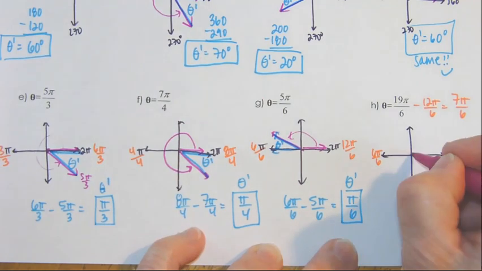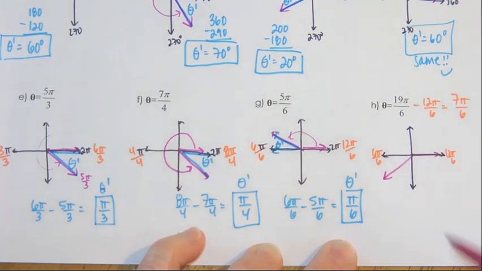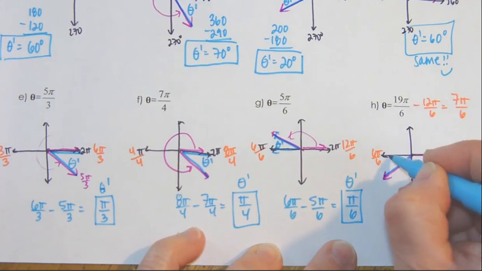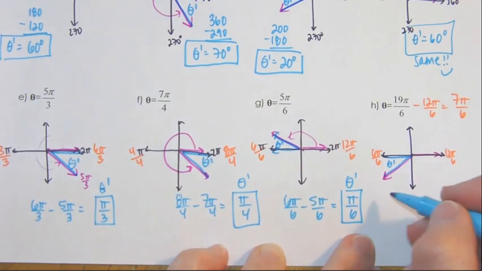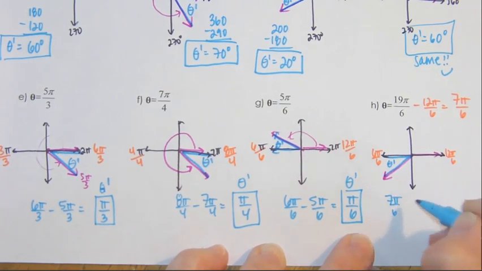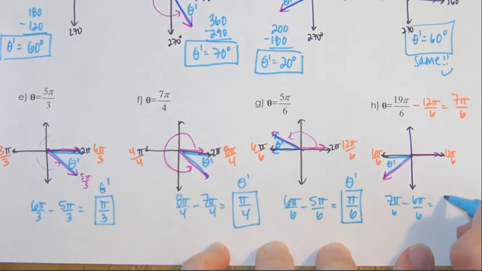When I graph 7 pi over 6, it's going to be bigger than 6 pi over 6, so it's going to go around past that. My reference angle is going to touch the x-axis and the terminal side. So to get this one now, I'm going to have to do 7 pi over 6 because it was bigger, and then subtract 6 pi over 6. So this reference angle is also pi over 6. It's just that it was in a different quadrant.